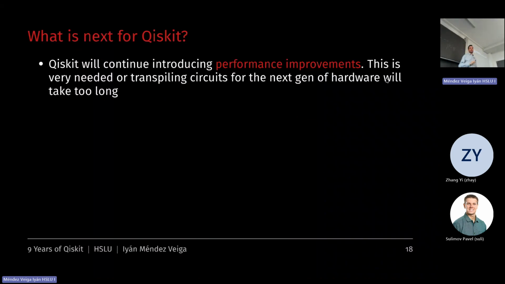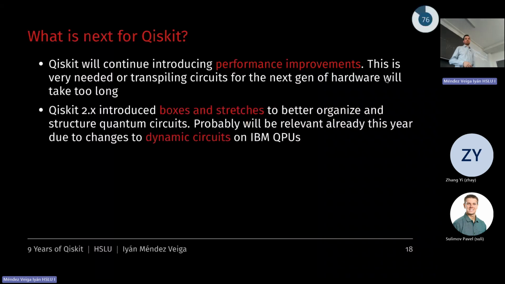Cool, perfect. So Qiskit will continue working on performance, because otherwise the software is not good enough for the next generation of hardware. If we try to transpile circuits for the next generation, it would take forever if we use pure Python. That's why they keep migrating to Rust, and that's why they are pushing the C library, and this will continue in the next releases.